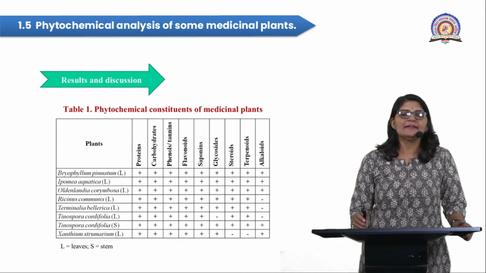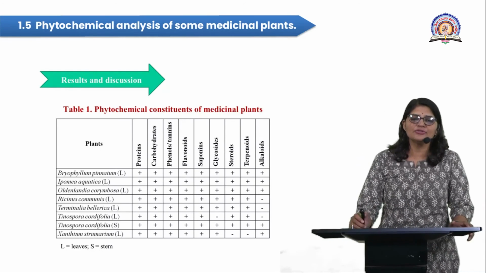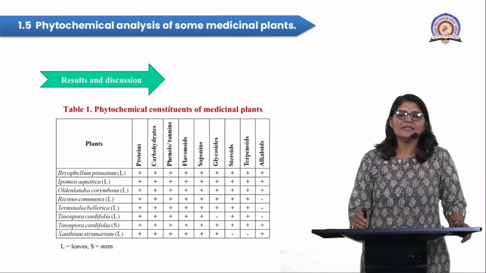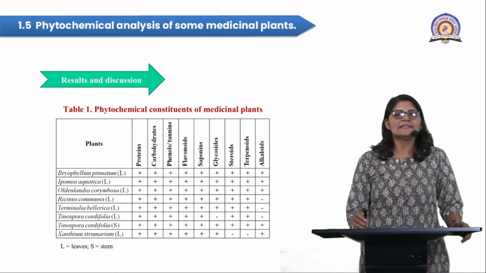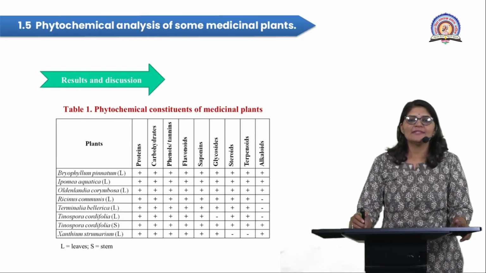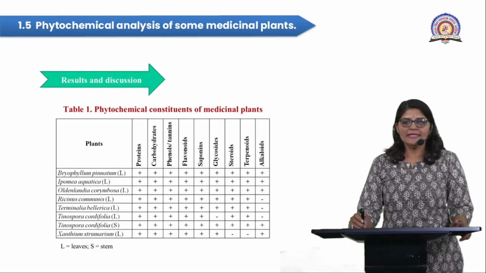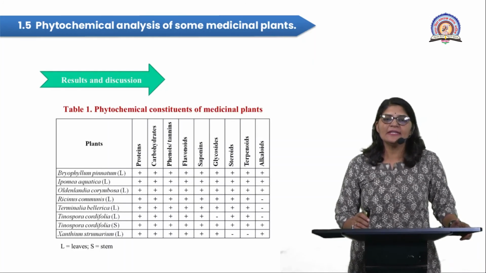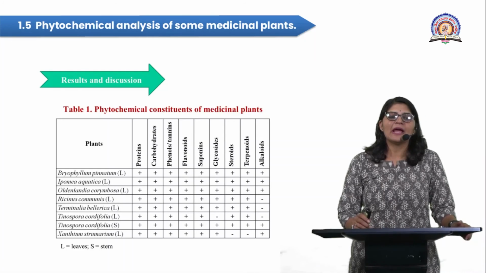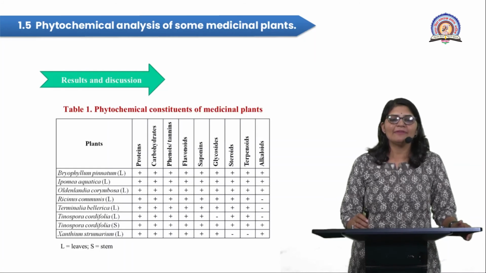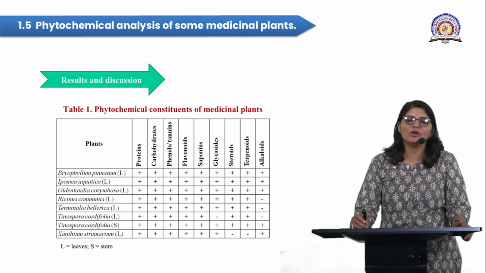Next, the result and discussion: the phytochemical constituents of the medicinal plants. There are 5 to 6 plants. See the protein, carbohydrate, phenolic compounds, tannins, flavonoid, saponin, sterols, glycosides, terpenoids, and alkaloid. The plus sign indicates the presence of that compound within that extract, and the minus sign indicates the absence of that compound. So Bryophyllum shows the presence of all: protein, carbohydrate, phenol, flavonoids, saponin, glycosides, steroids, terpenoid, and alkaloid.